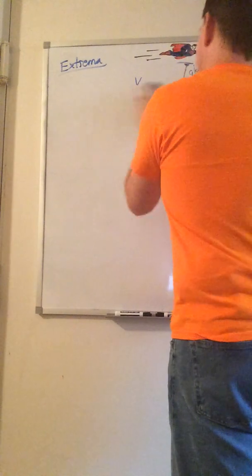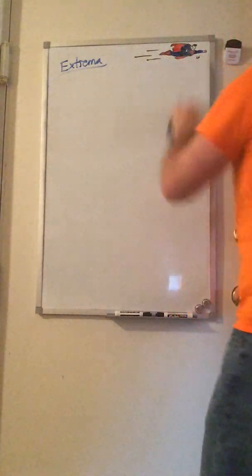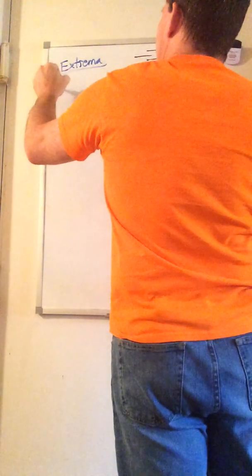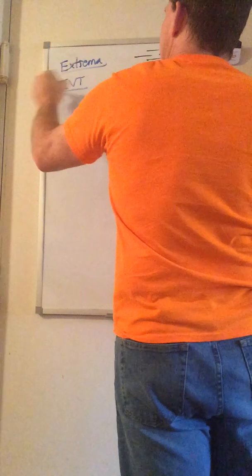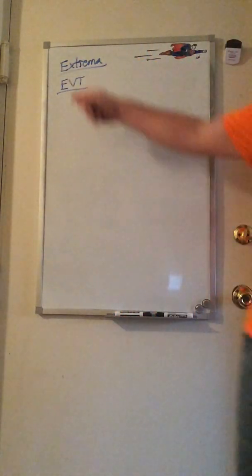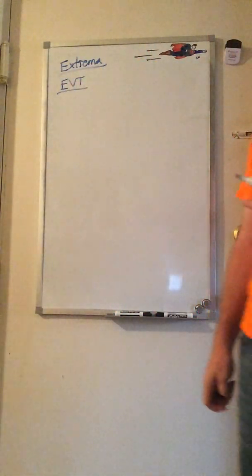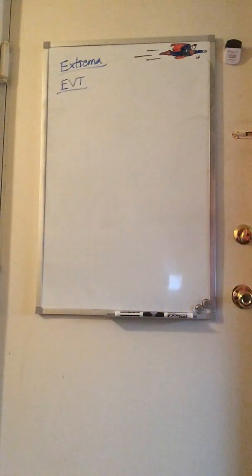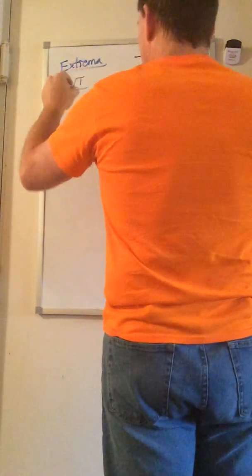From this, we can get what's called the EVT, the extreme value theorem. We had the IVT, the intermediate value theorem. Now we have the EVT, the extreme value theorem. And to write it out, this is one of the theorems we want to write out formally.